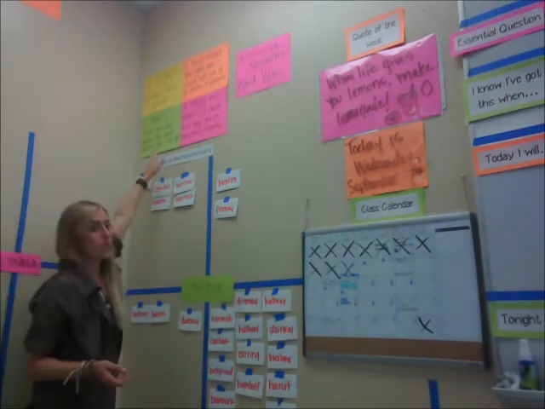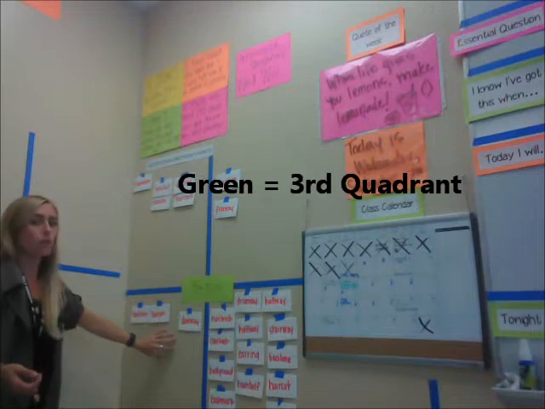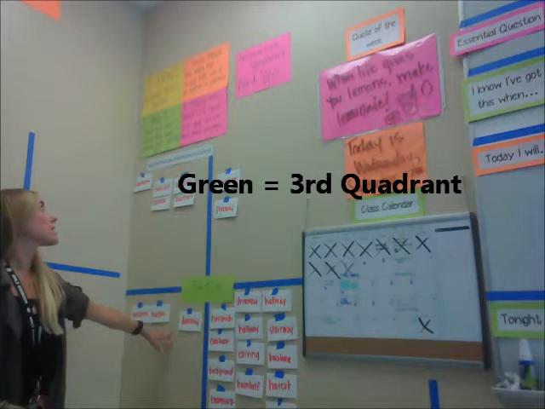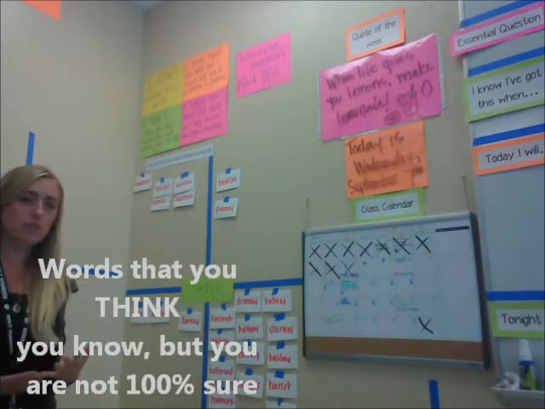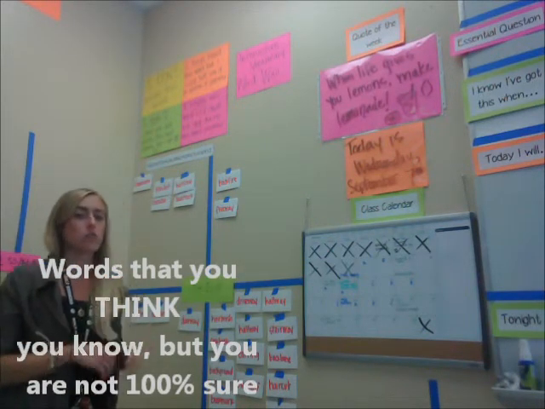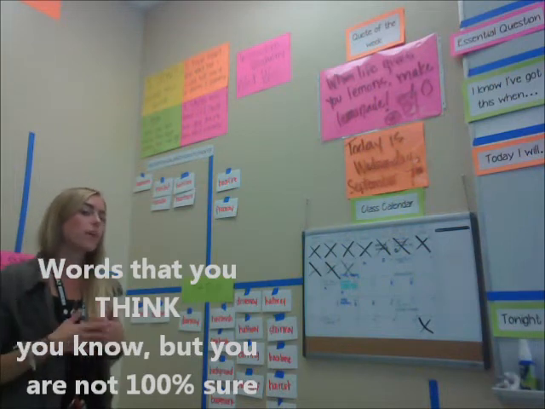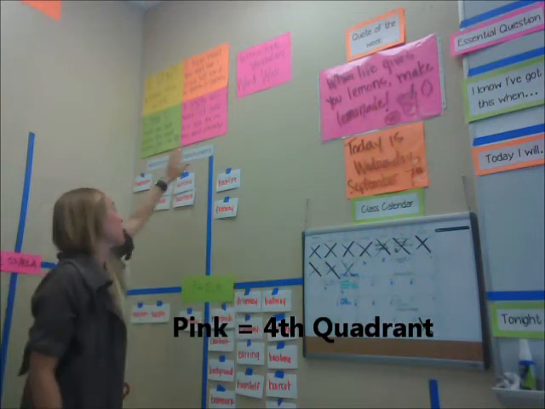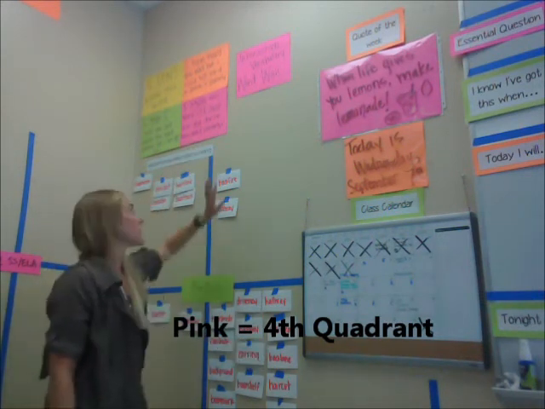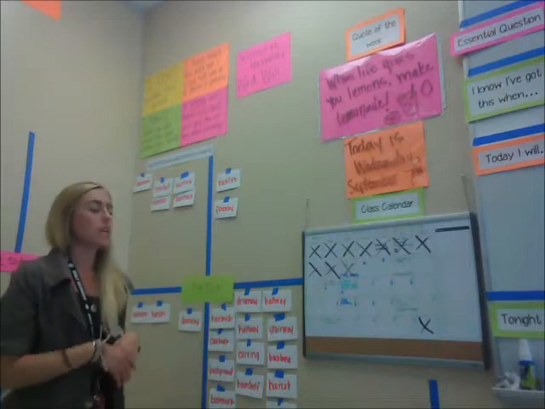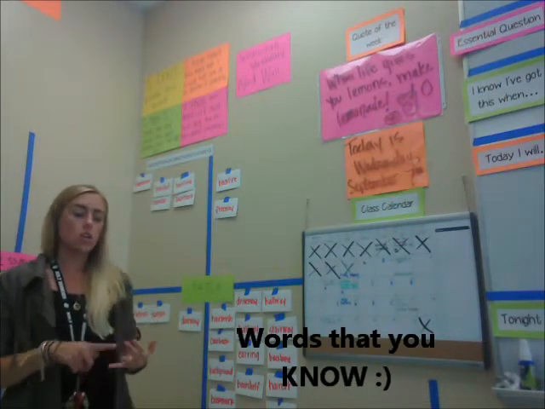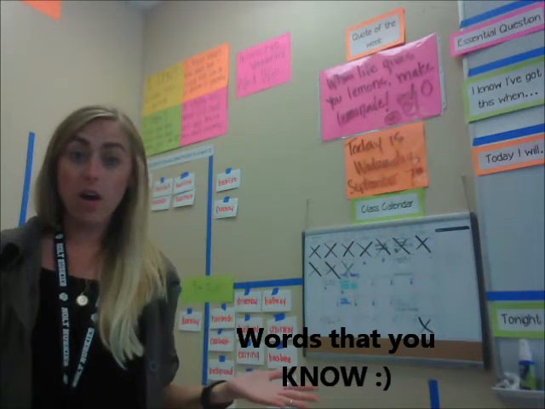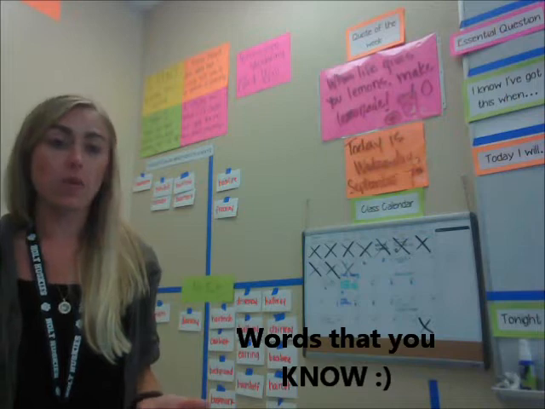Okay? The green represents the third quadrant. Green, 3. And the green quadrant is for words that you think you could use, but you're not 100% sure. So you think you could use them, but you're not 100% sure. Okay? And the fourth quadrant, pink. Fourth quadrant is the pink. Those are the words that you know. You know how to use them. You know what they mean. You would be willing to take a test on them right now because you know everything about that word.